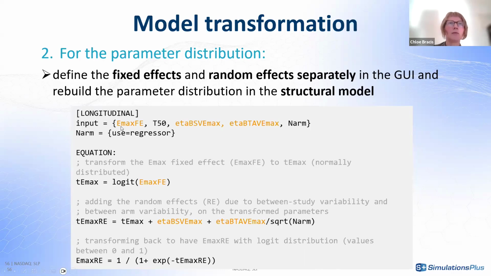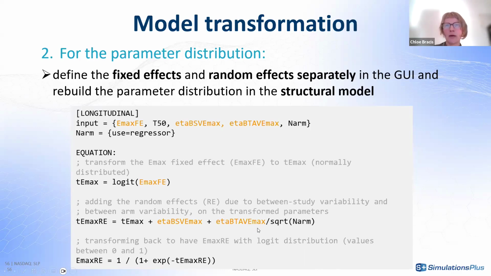So if you remember, we said we wanted our Emax parameter to be between 0 and 1. So we're going to use a logit normal distribution for that. So that means in order to be able to add our random effects, we need to take the logit transformation, because this is going to be a number between 0 and 1. We need to get it onto something that's going to be on a normally distributed scale. So now with the transformed, we can simply add on our random effects.